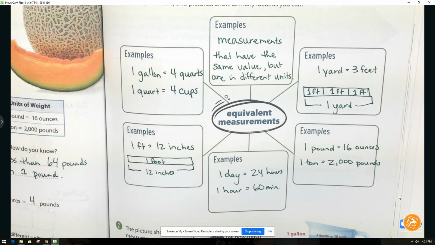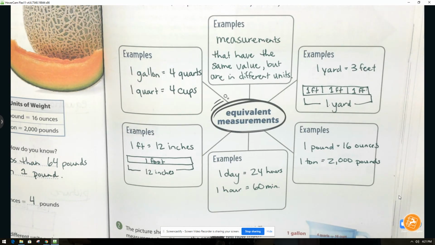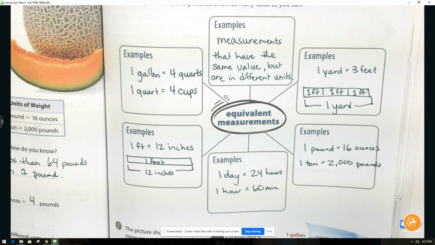So you're going to go ahead and finish writing this down. When you are finished, you're going to do numbers 2, 3, and 4 on pages 511 and 512.